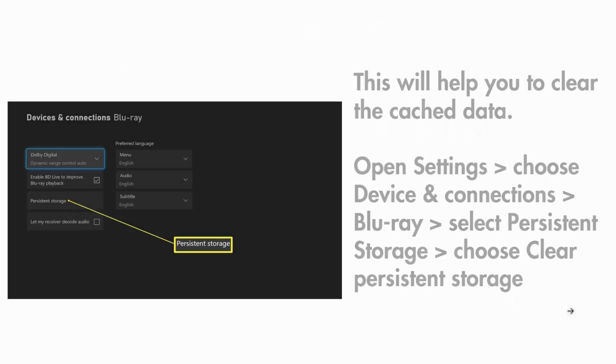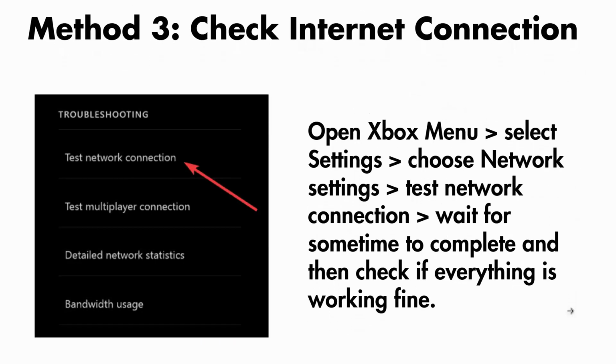Next method is to check internet connection. For that, open Xbox menu, now select settings, then choose network settings, then test network connection, then wait for some time to complete and then check if everything is working fine.